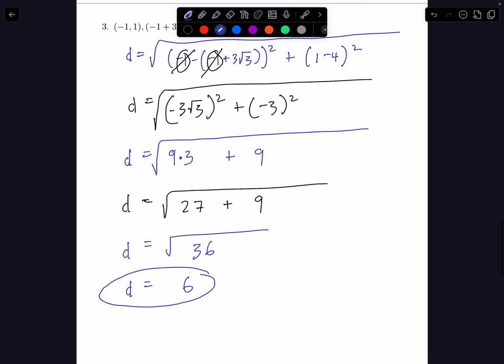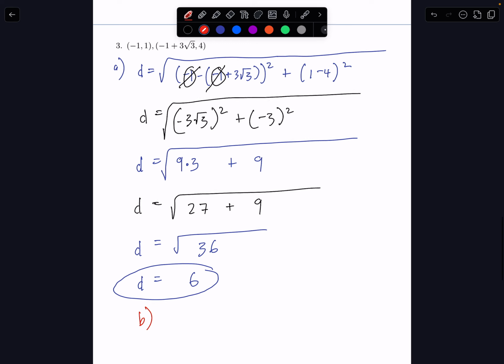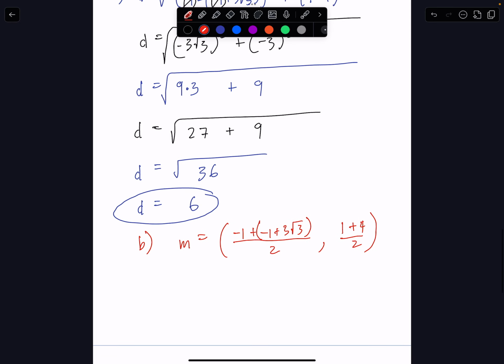Part B is the midpoint. The midpoint is the halfway point of those two numbers: -1 plus (-1 plus 3 root 3), all over 2. It's good practice to keep that second number in parentheses so you don't mix them up. And then the next number is 1 plus 4 divided by 2. Let's do a tiny bit of simplification here. So m is going to be -1 plus -1 is -2, plus 3 square root of 3, all over 2.